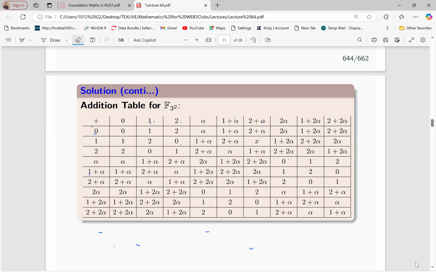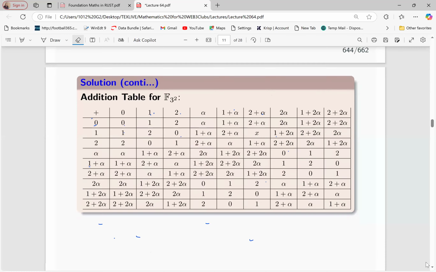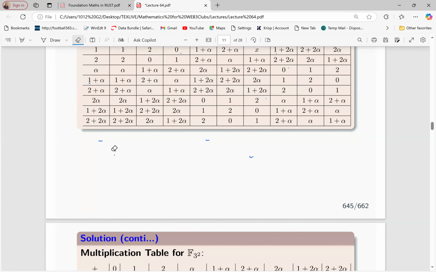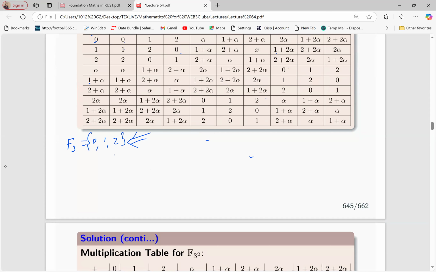Now let's look at multiplication. How do we multiply? For us to multiply, let's identify a polynomial that is irreducible mod 3. Of course, when doing mod 3, we know the elements are 0, 1, 2. So for a polynomial to be irreducible mod 3, it means none of these elements should be a factor of this polynomial.